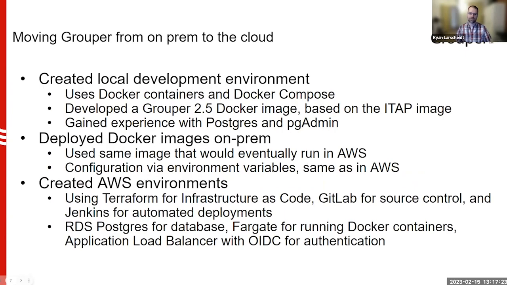So the first step that we did for moving to the cloud was create the local development environment. It uses Docker containers with Docker Compose. There's a Docker container for Grouper, and Docker containers for the Postgres database. And for some of the other pieces that we used, like the application load balancer, there are some containers you can configure to emulate the behavior of that.